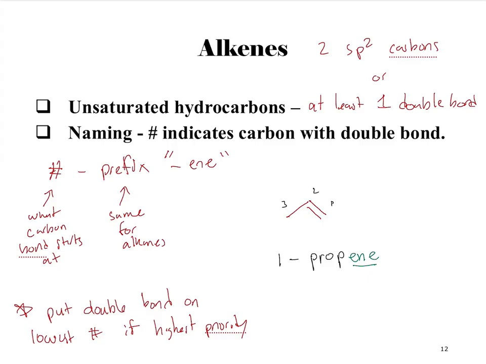Right, and all the other rules still apply. The only thing is that if we have an alkene and you have other alkyl groups on there, you're going to prioritize putting the alkene on the lowest possible number over the substituent groups, the alkyl or halogen in that case.